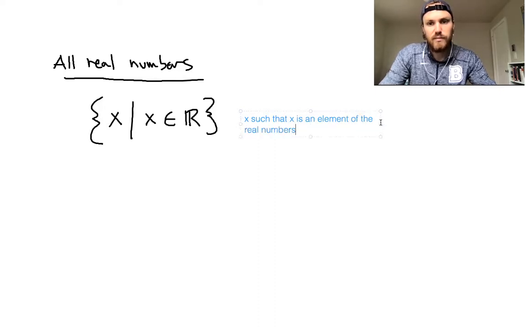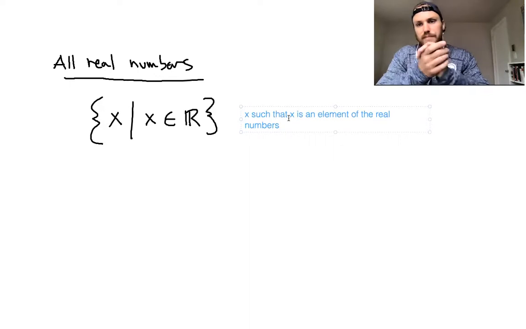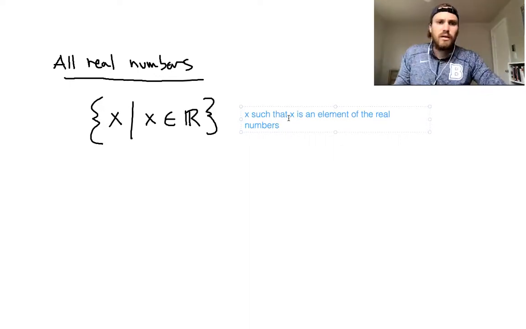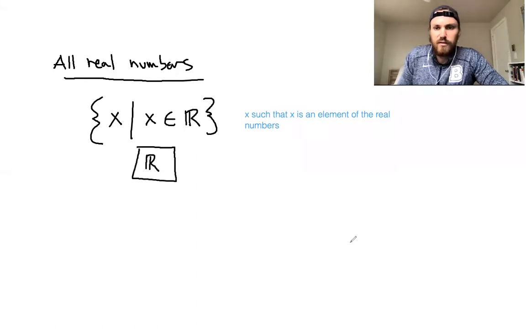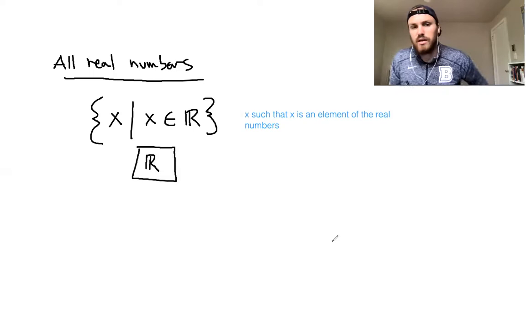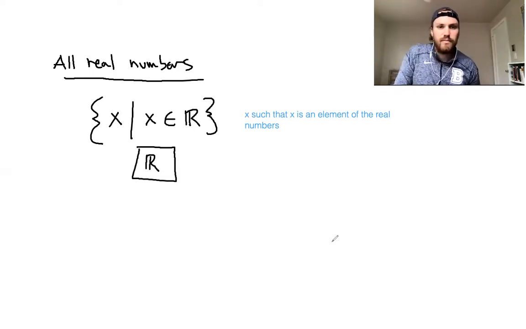So that little e there just means x is an element of the real numbers. You could also just write it out and say x is an element of the real numbers. That would be fine. And really, in practical uses, you can just write all real numbers like this. If you just write that, that's going to be sufficient to communicate that it is all real numbers.